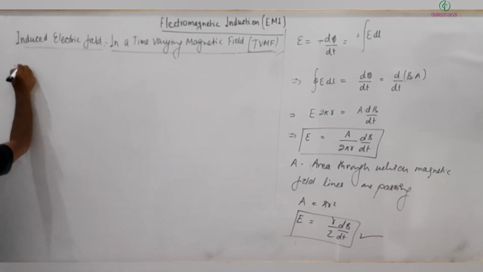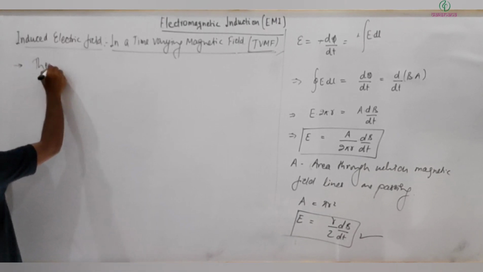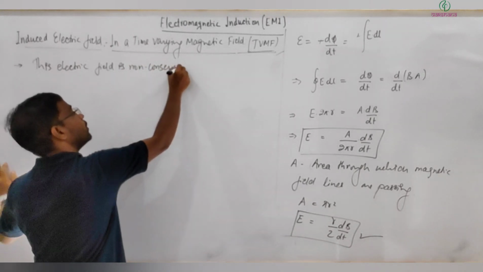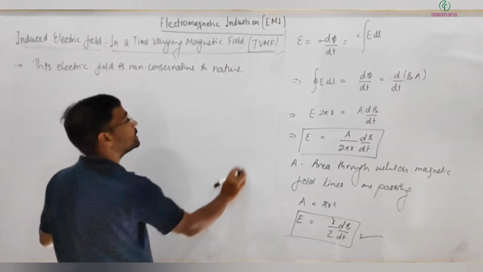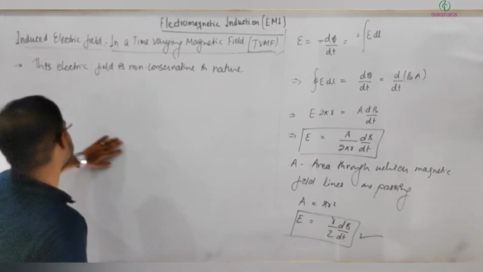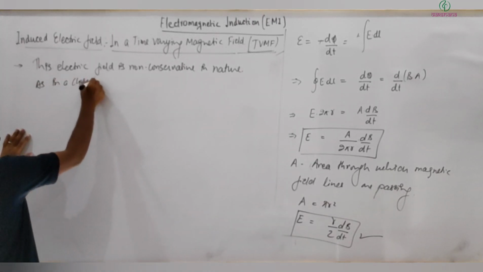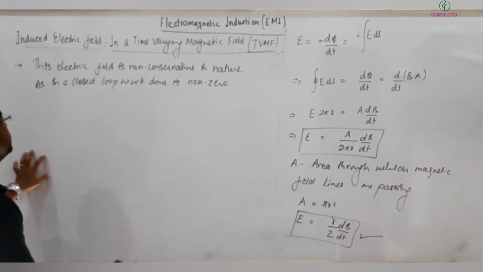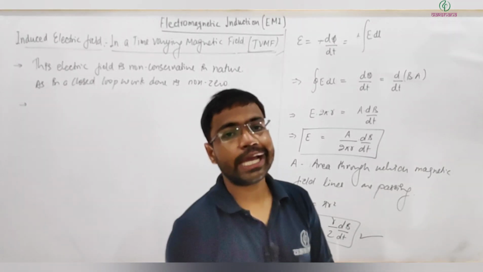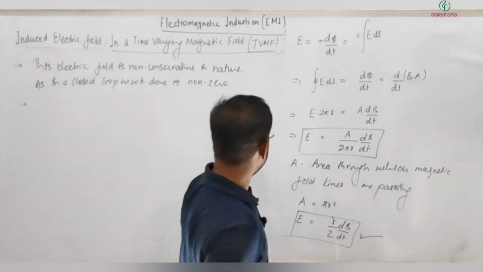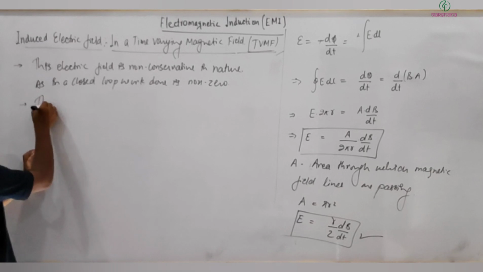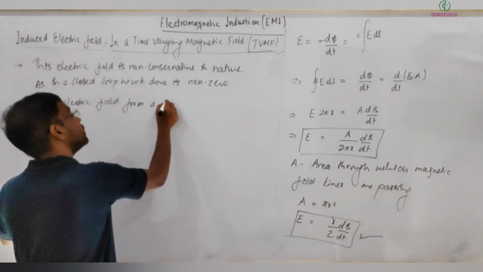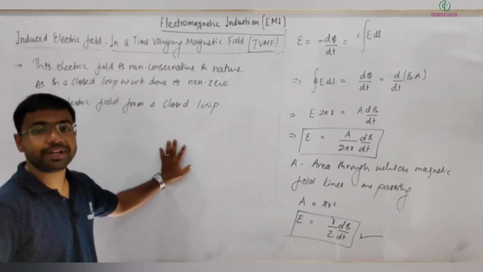So here, about these electric field lines, this electric field is non-conservative in nature, right? This electric field is non-conservative because, as you can say, in a closed loop work done is non-zero, right? Another thing here, we know the electrostatic electric field does not form a closed loop, but here it is forming a closed loop, right? So this electric field forms a closed loop. So it's different from the normal electric field.